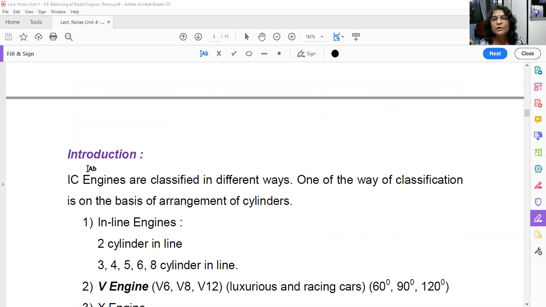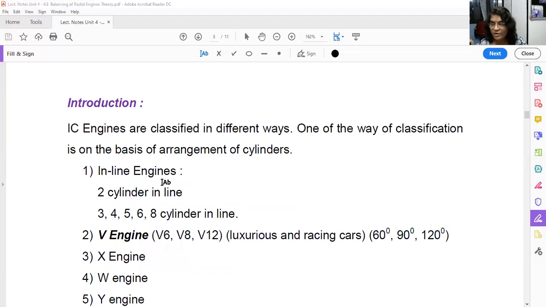So let us see first the introduction. What do you mean by radial engines and what are the different types of radial engines? IC engines are classified in different ways. One way of classification is on the basis of arrangement of cylinders. First, inline cylinders. We have already studied multi-cylinder inline engines, how to balance those engines and how to find primary and secondary unbalanced forces and couples. These can be 2-cylinder inline or 3, 4, 5, 6, 8-cylinder inline engines.